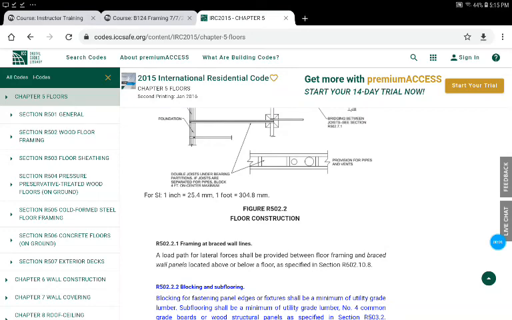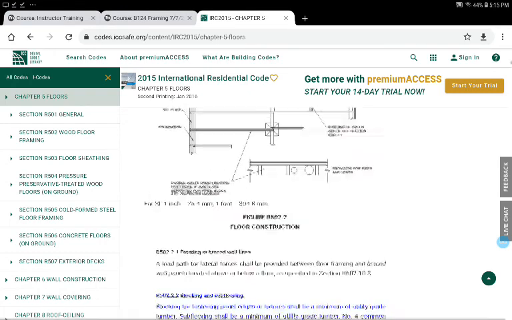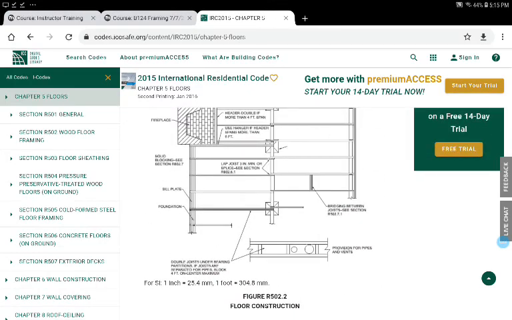Okay, welcome back. The next lesson I want to cover is inside the actual code book. I want to show you how to size the floor joist. This is an important topic because you've got to know what size lumber you need to buy in order to get the floor joist span covered.